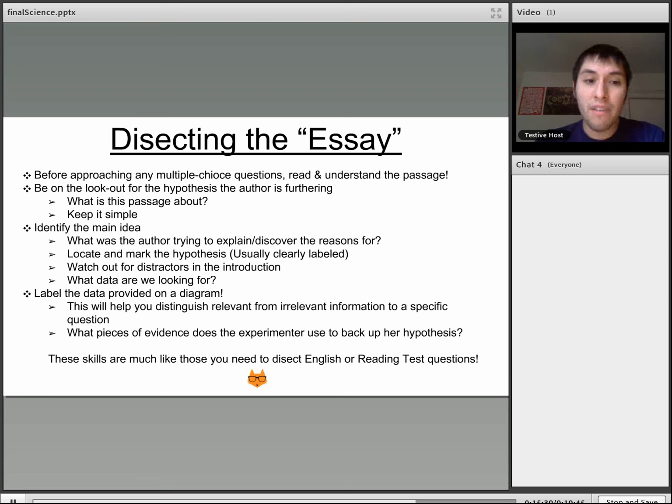And what pieces of evidence does the experimenter use to back up her hypothesis, of course, is the essence of why you're doing this. This is the most important question to be asking. What are the results of the experiment, and what do they say about the hypothesis that the experimenter is furthering? So these skills, like you can see, are much like those you need to dissect English or reading test question passages. And why is that? This is just another essay. It's another way of writing, and it's testing maybe slightly different skills, whatever these scientific reasoning skills the ACT is referring to are, but the strategies to answer happen to be very similar.